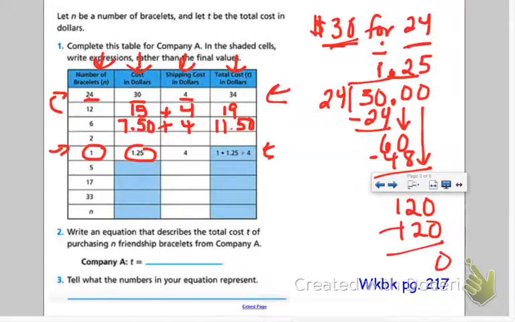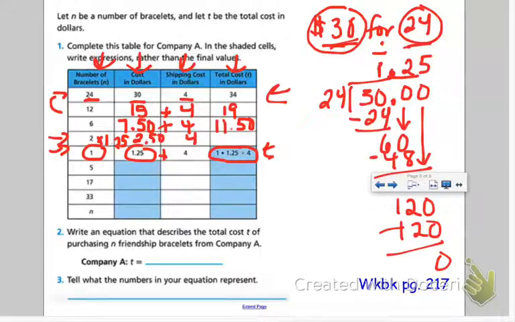I took the cost in dollars and divided it by the number of units. So one bracelet costs $1.25. That's my unit price. And of course, I would still have to add 4 to that, and I would have to do 1 times $1.25, or one bracelet times $1.25 for that bracelet, plus 4. So if I have 2 bracelets, I would have to do 2 times $1.25, and that would give me $2.50.